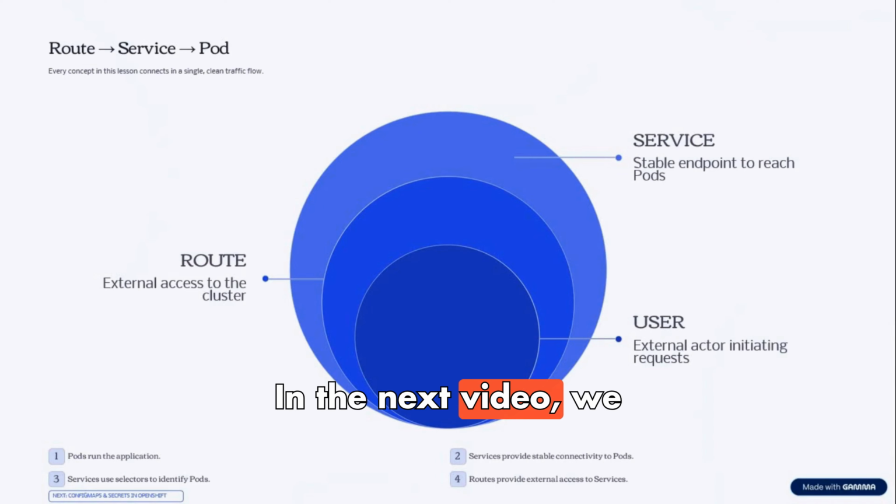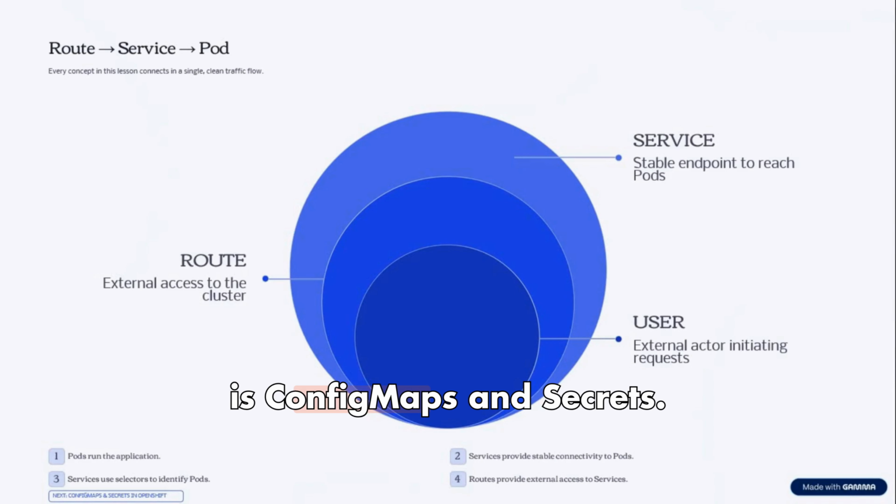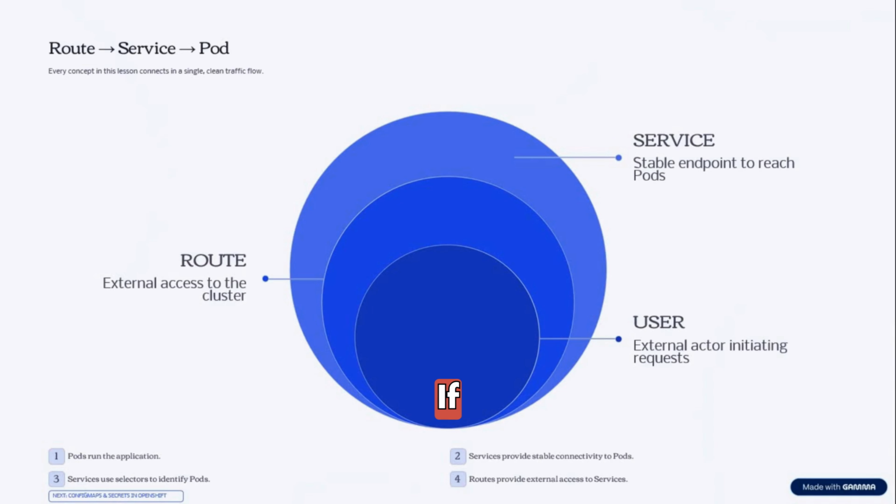In the next video, we will move on to another important OpenShift concept, that is config maps and secrets.